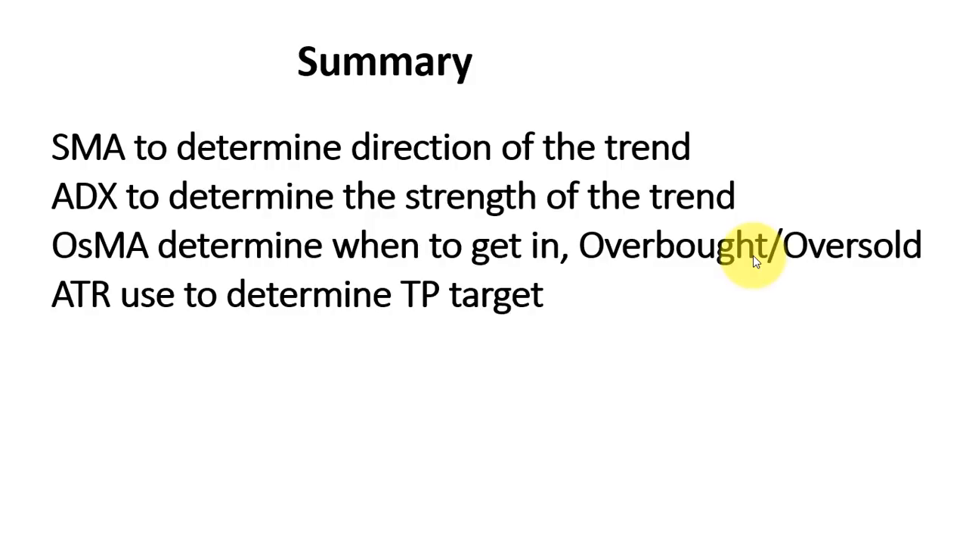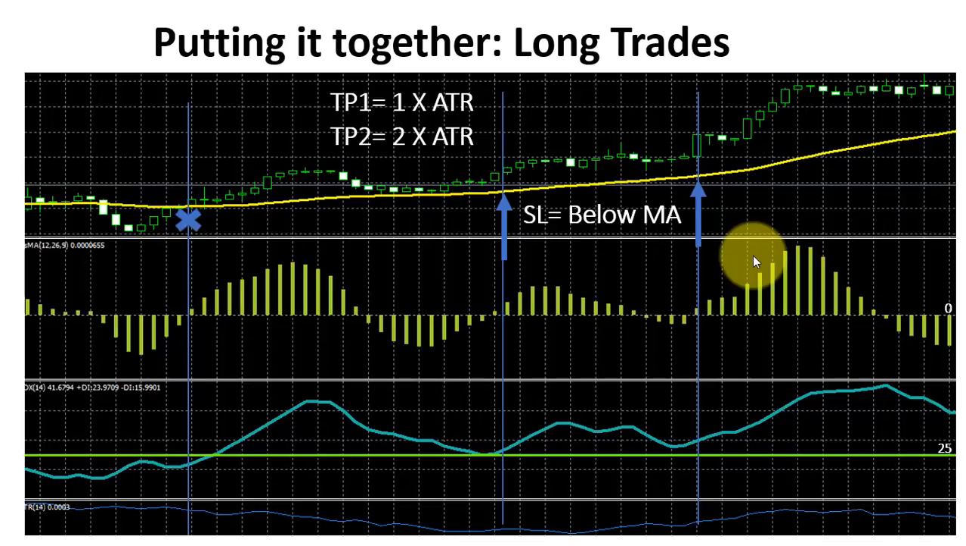The ADX determines the strength of the trend. The OsMA determines when to get in. And the ATR is used to determine the take profit target. All right, now we put it together and give an example of buy trades, of a long trade.